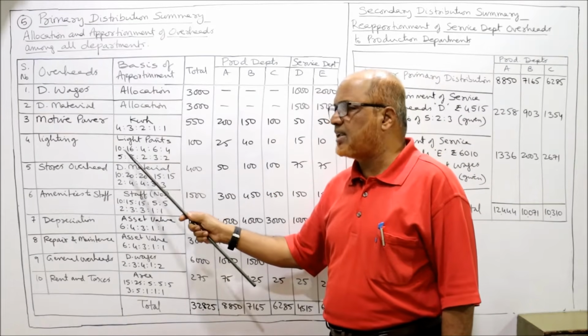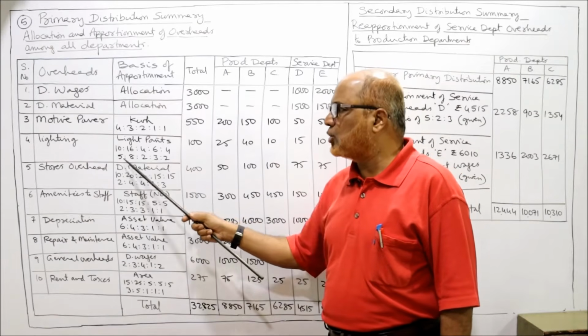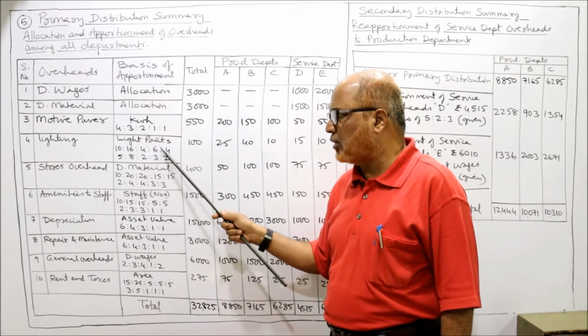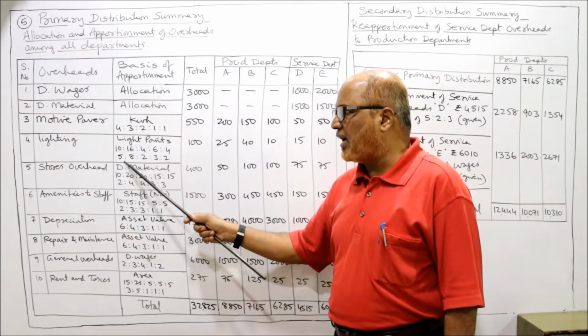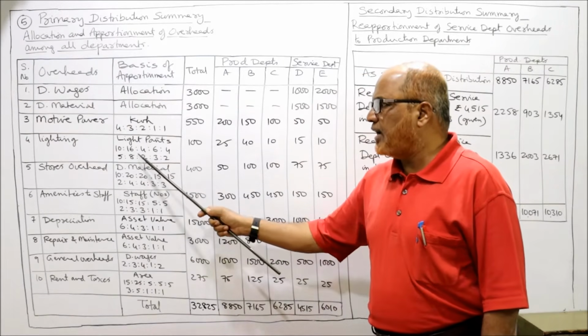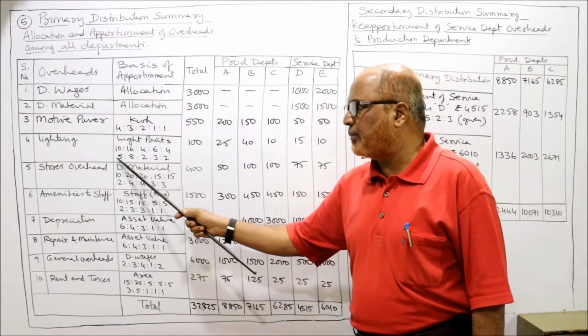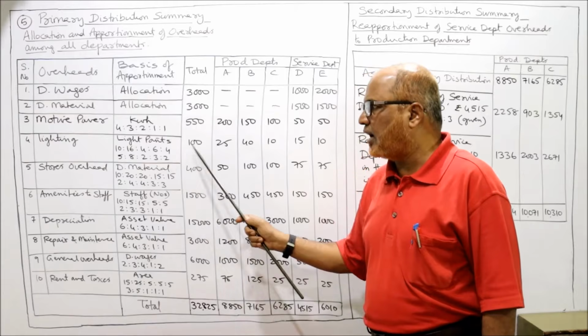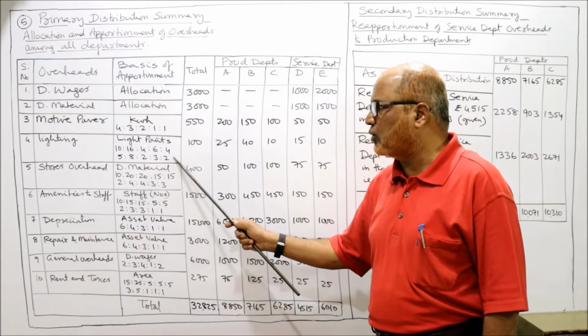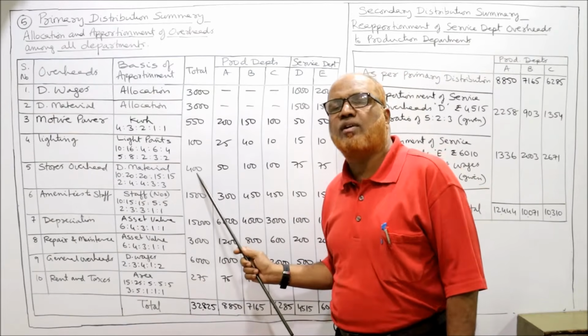Then lighting, light points. In the ratio of light points given in the problem: 10, 16, 4, 6, 4. Simplify: 2 5s are 10, 2 8s are 16, 2 2s are 4, 2 3s are 6, 2 2s are 4. So 5:8:2:3:2. So 8 plus 2, 10, 15, 15, 20. So 100 into 5 by 20, 100 into 8 by 20, 100 into 2 by 20, 3 by 20, 2 by 20. We'll get these values.